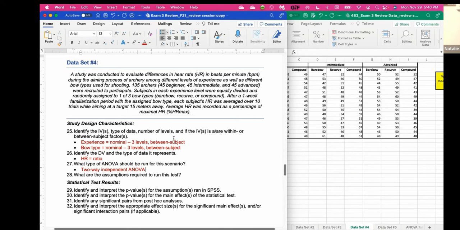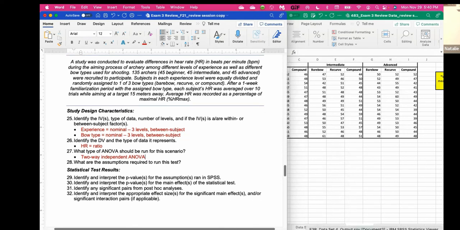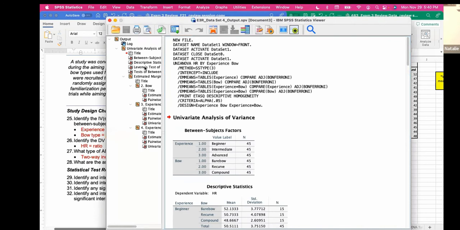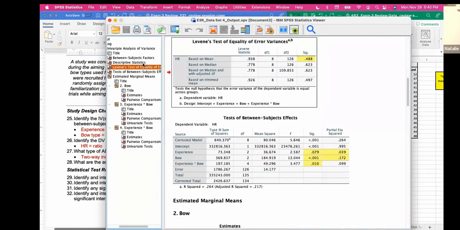So in our output, we would want to check our assumption first. Right, so we have Levene's test, and 0.488 is larger than 0.05, so that tells us to accept the null hypothesis. We've met our assumption for homogeneity of variance.